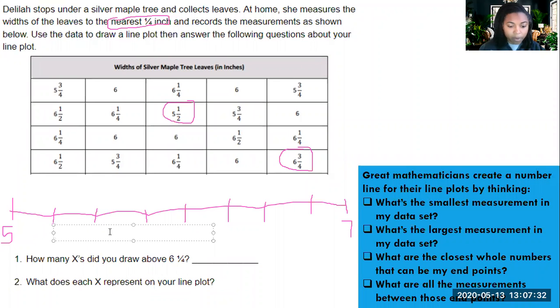So here I'm going to put 5 1/4. Then let me think, what comes next? Well, am I counting out by fourths? That's 5 2/4. But I don't see 5 2/4 here. Oh, I can use what I know about related fractions and equivalencies. I know 5 2/4 is the same thing as 5.5. I'm going to write that instead, 5.5.